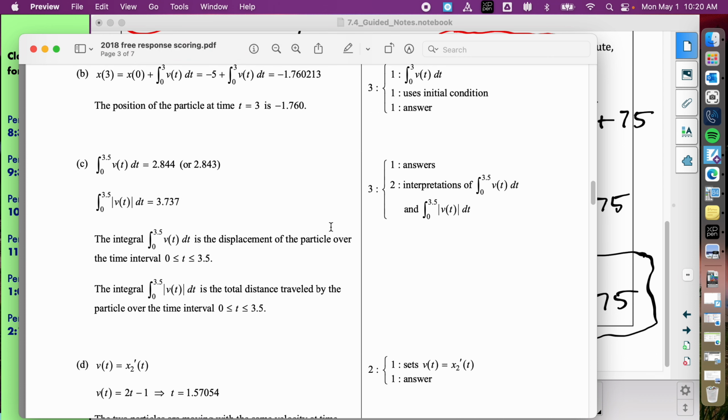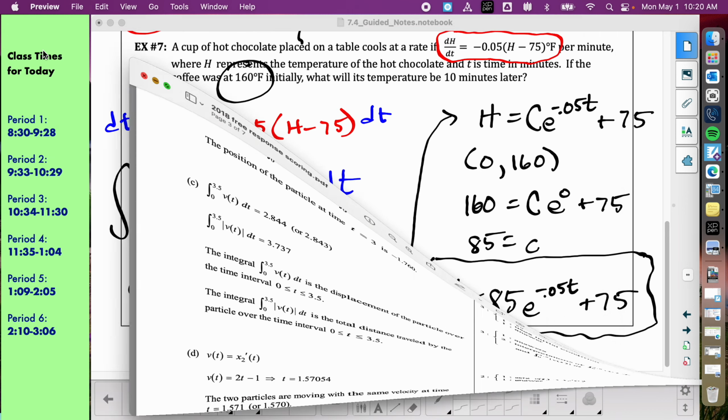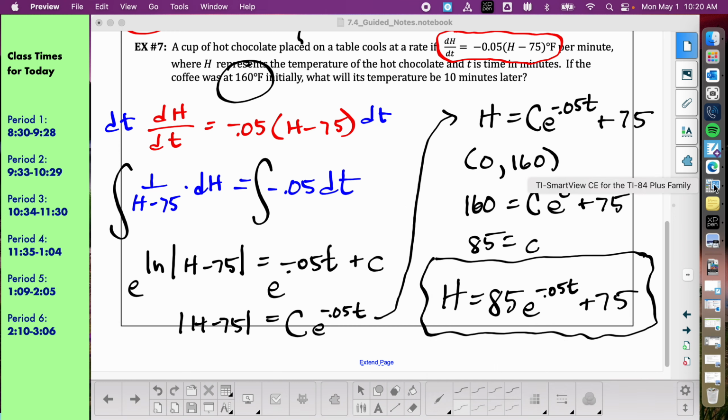Okay, third one. This is basically the difference between net distance and total distance. Now up here they refer to it as displacement. I would assume you writing displacement or net distance would give you the points. Do you want me to go over how to find these answers on your calculator? Wait, can you do that absolute value? Yep. So most of you figured out the top one, probably. The 0 to 3.5. Oh, that's not the calculator.